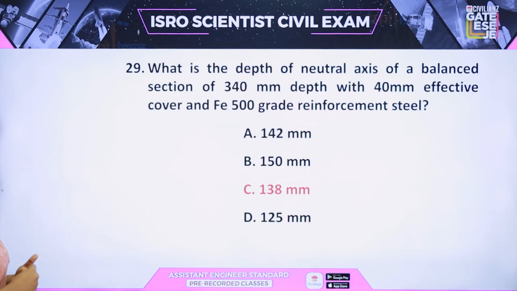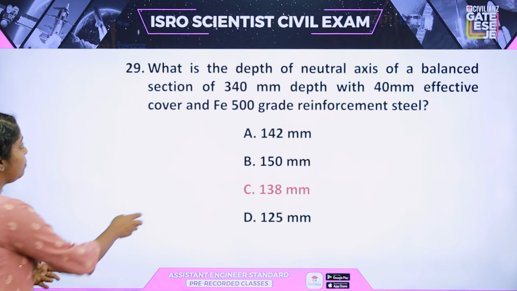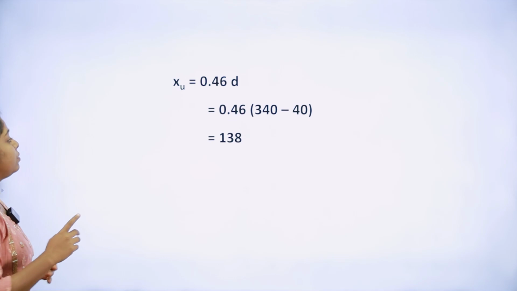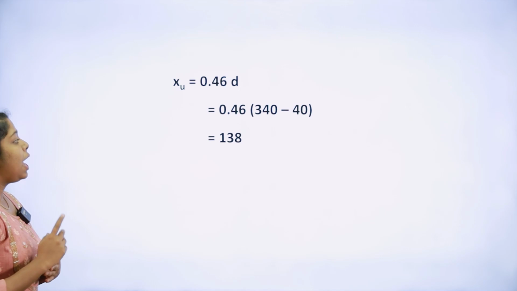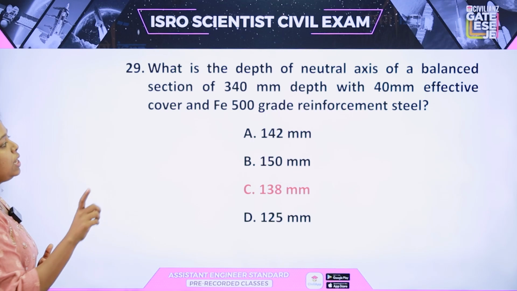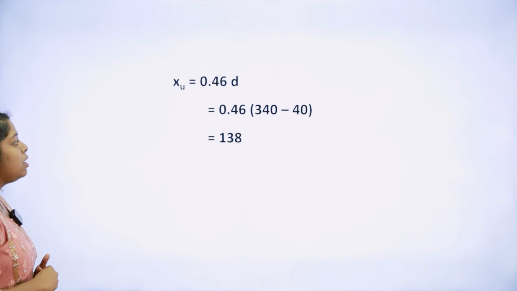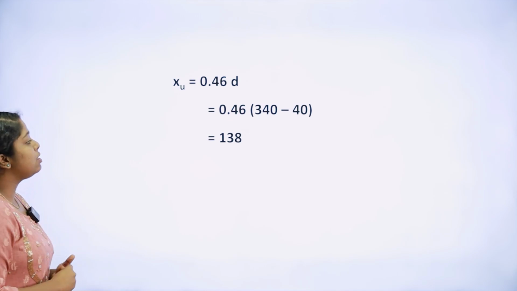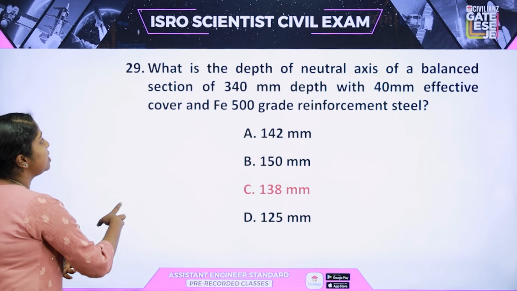Moving on to the 29th question. What is the depth of neutral axis of a balanced section of 340 mm depth with 40 mm effective cover, and the grade of the reinforcing steel is Fe500? Moving on to the calculation, we know that for Fe500, Xu is equal to 0.46d. We know that 340 mm is the depth and 40 mm is the effective cover. So, in order to find the effective depth, 340 minus 40, and on multiplying it with 0.46, we will obtain the answer as 138. So, option C is the right answer. This is a very simple question.